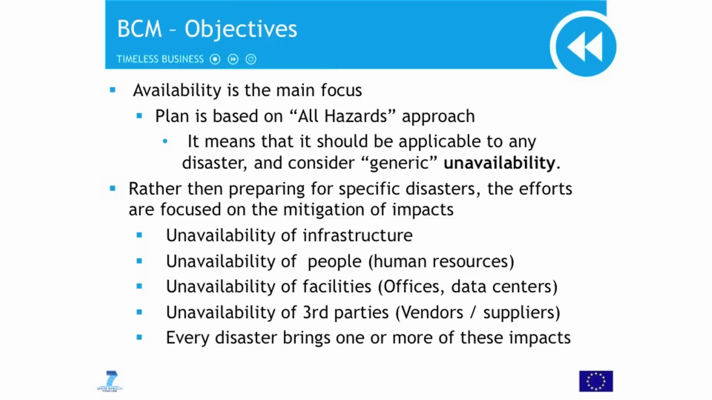So here we are looking into, as I showed you in the previous picture, unavailability of infrastructure, unavailability of people, unavailability of facilities, like offices, which become unavailable due to fire. Unavailability of third-party services: I am dependent on some third party, and they become unavailable. So we are looking into that perspective here.